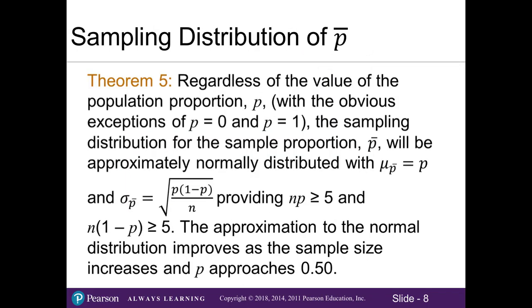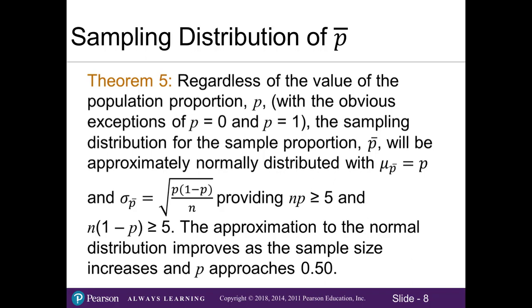Earlier in the chapter, we learned several theorems that allowed us to apply the sampling distribution of the mean, or x bar. Similarly, Theorem 5 takes all the pieces that we've just discussed and it allows us to work with the sampling distribution of p bar.